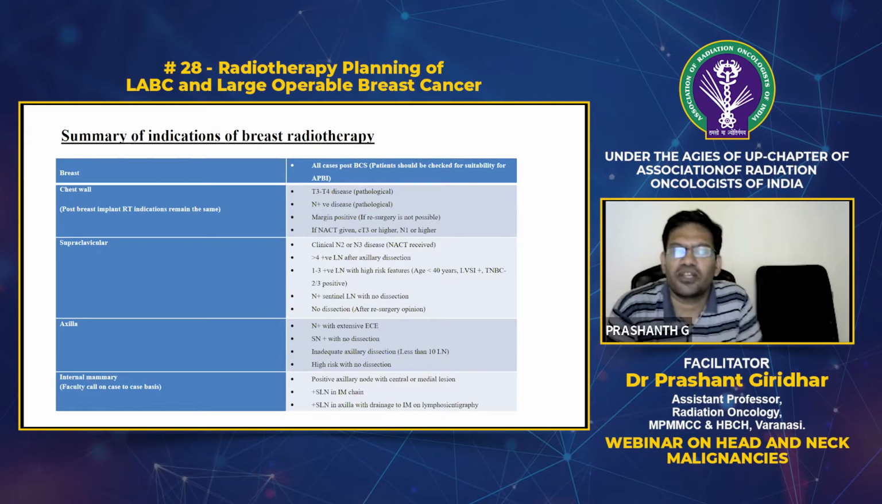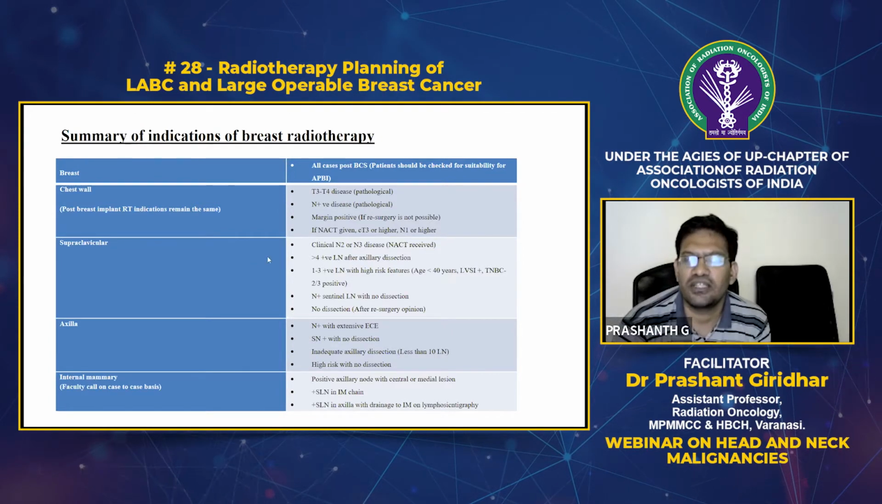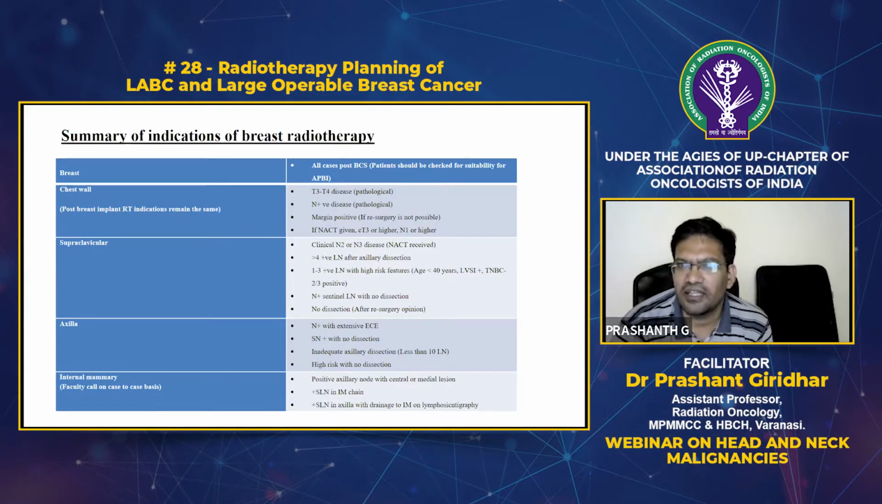The indications for supraclavicular radiation would include clinical N2 or N3 disease if NACT is received, more than 4 positive lymph nodes after axillary dissection, and 1 to 3 lymph nodes with high-risk features. Now, these high-risk features vary from institute to institute. In general, the high-risk features include age less than 40 years, LVSI being positive, and triple-negative breast cancer. And in rare cases where there is a positive sentinel lymph node with no axillary lymph node dissection being done, and no dissection at all has been done, after a resurgery opinion has been sought.